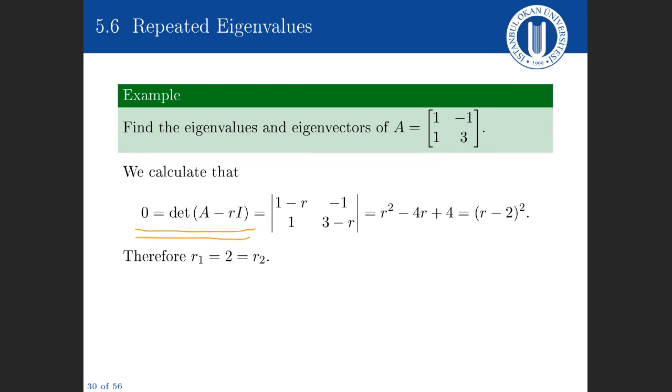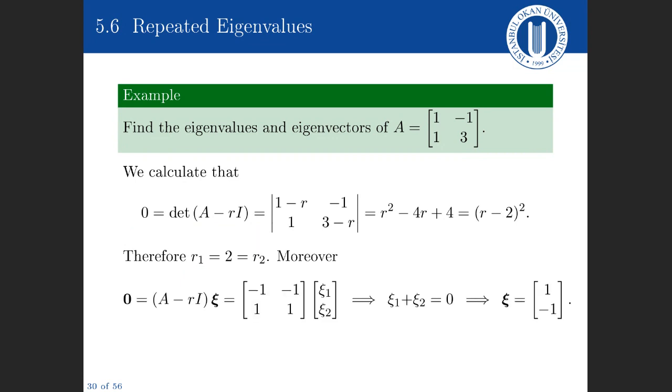We start with the equation determinant of A minus rI is equal to 0. And we calculate, we get 0 is equal to (r minus 2) squared. So the eigenvalue is a repeated 2. We have repeated eigenvalues. Then we try to find the eigenvectors. For eigenvectors, we start with the equation 0 vector equals (A minus rI) xi. And we find that we must have xi 1 plus xi 2 is 0. One possible eigenvector is (1, -1).